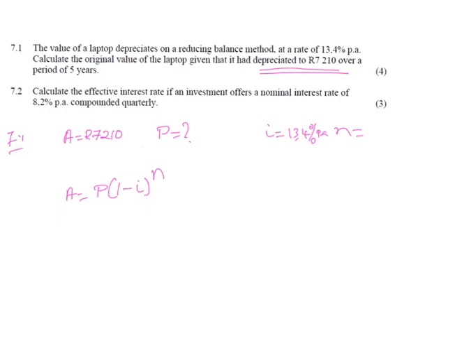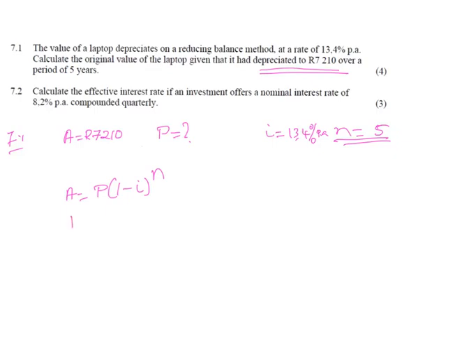Increased to 100 means the amount has increased to 100. Increased to 50 means the new amount is 50. Or the amount decreased to a number, that means that is my new value. So depreciated to, the amount is 7,210 over a period of 5 years. That will tell me my period N is equal to 5. So the question now here is to find P.